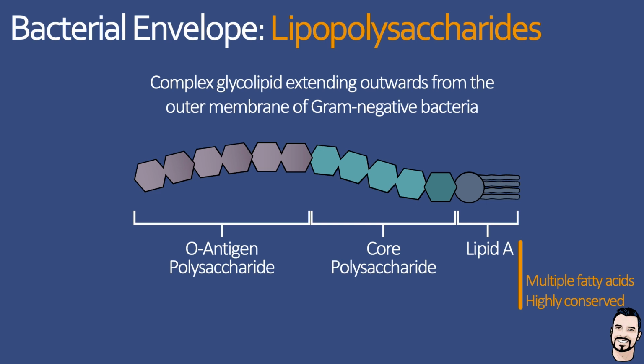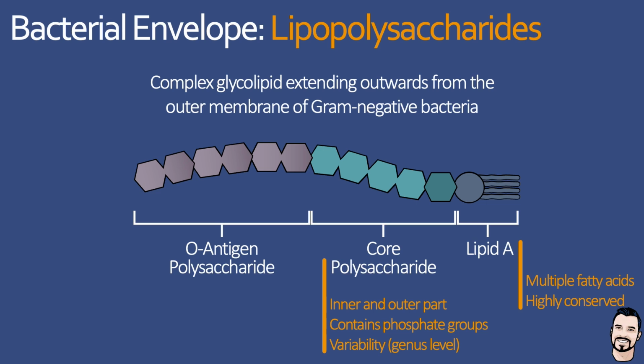This region is highly conserved across gram-negative species because it's essential for maintaining membrane integrity, but it's also used to cause damage and disease within a target host. More on this in a minute. Next, we have the core polysaccharide, which connects lipid A to the O antigen, and as the name suggests, it is composed of multiple sugars.